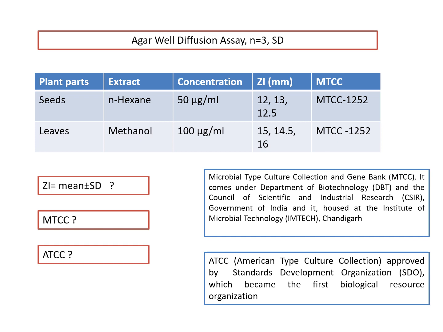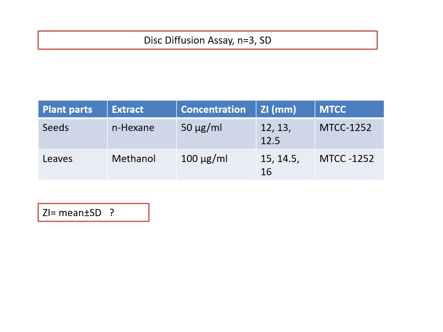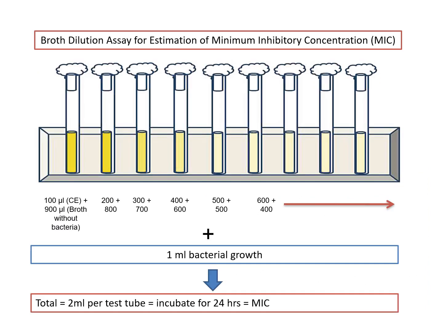We always record the zone of inhibition as a mean. So you can observe. Here you can observe in this diffusion assay. This is the broth dilution assay for estimation of the minimum inhibitory concentration. You can observe here.